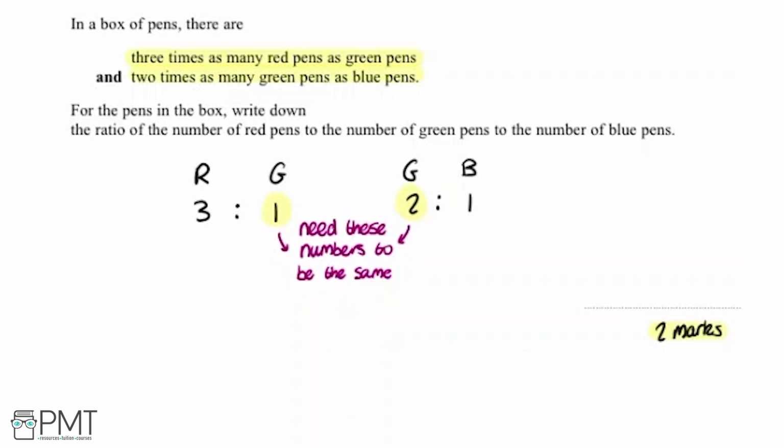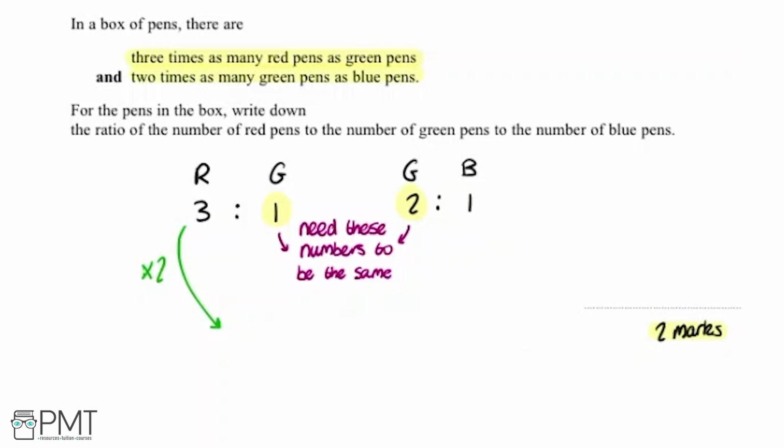Now we can either divide this ratio by 2, which will make this number 1, matching this one, or we could times this ratio by 2, making this 2, matching this one. I think it'd be better to times this one by 2, because otherwise we'll get a decimal here, which isn't very nice to work with. So we're going to multiply this ratio by 2.